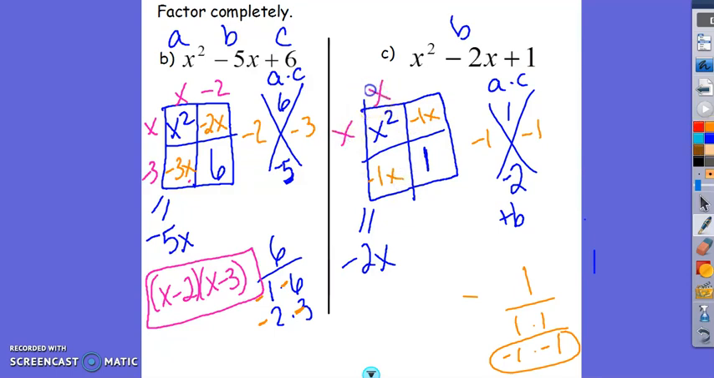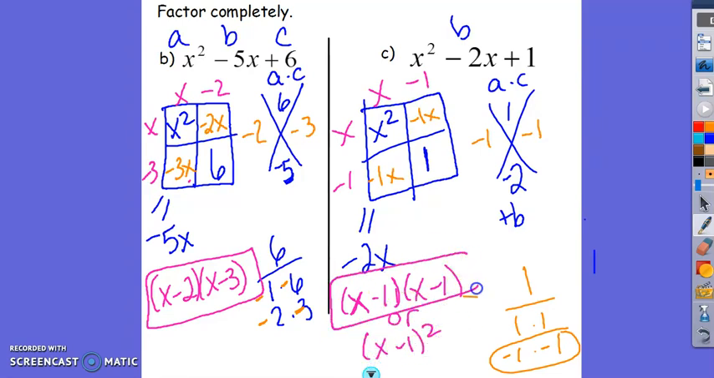So then x times x is x squared. X times negative 1 is negative 1x. X times negative 1 is negative 1x. These factors end up being the same thing. They could be written as x minus 1 times x minus 1, or you can write that as x minus 1 squared. Either one is an acceptable answer.